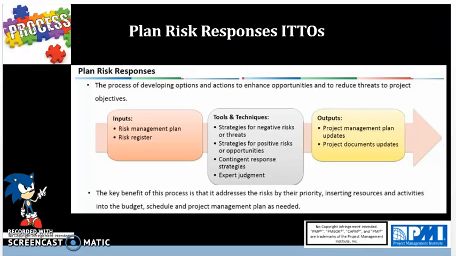And then you have expert judgment. Basically, you have your risk management team or any other risk expert to make sure that you respond to the risk at hand in a positive fashion, effectively and efficiently.